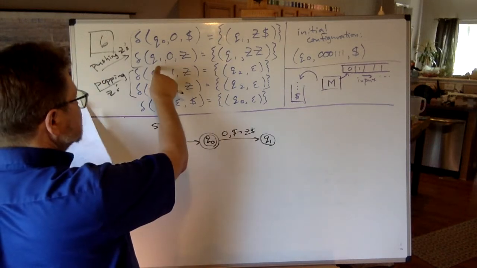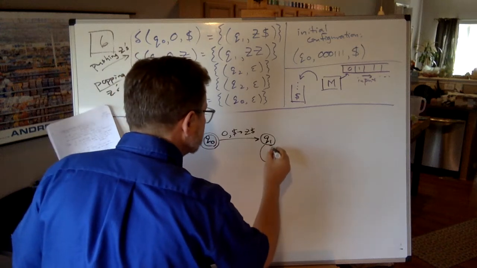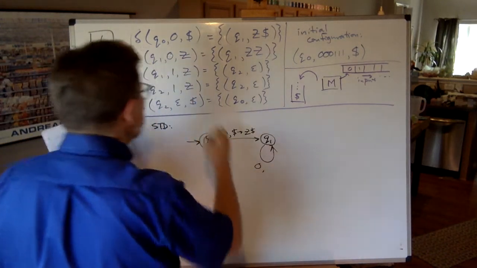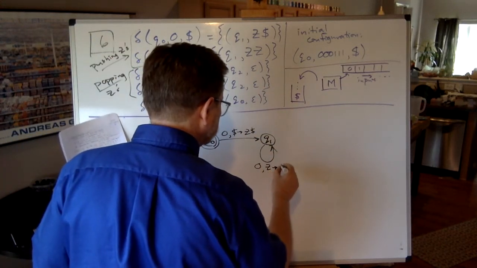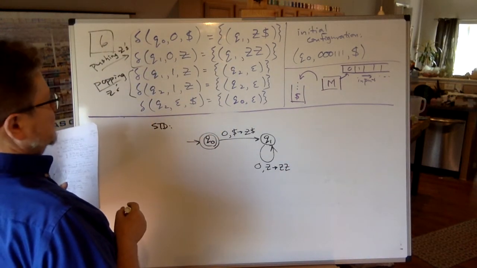Okay, this one says if I'm in Q1 and I see a 0, I'm going to stay in Q1, so there's our first self loop of this machine. I consume that 0, and I replace Z with 2 Z's. If I did that correctly.